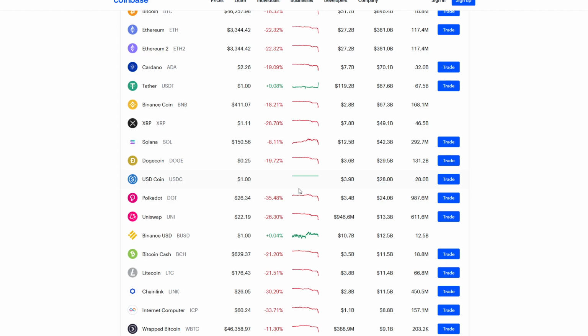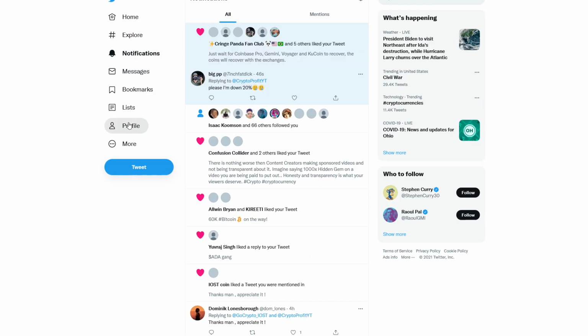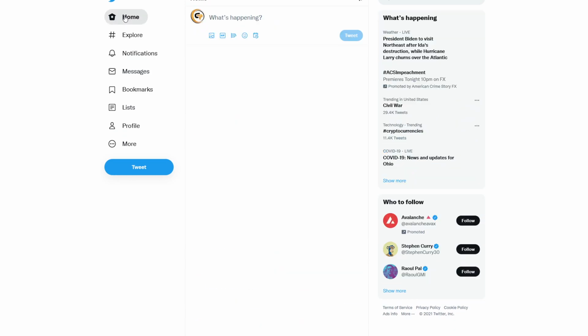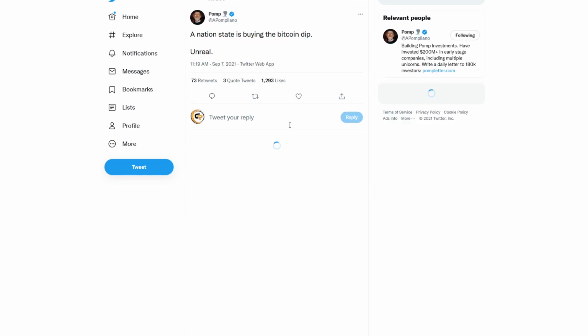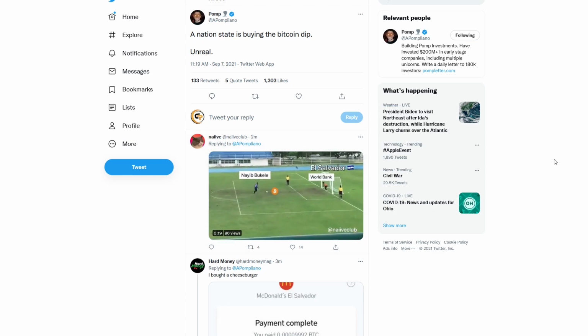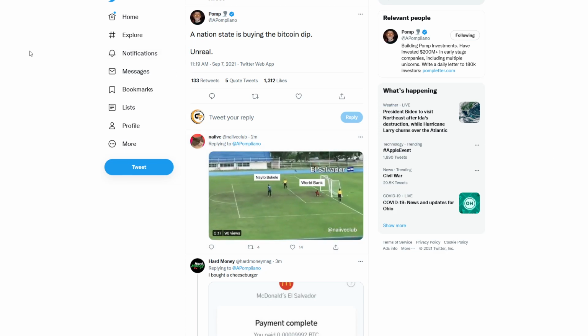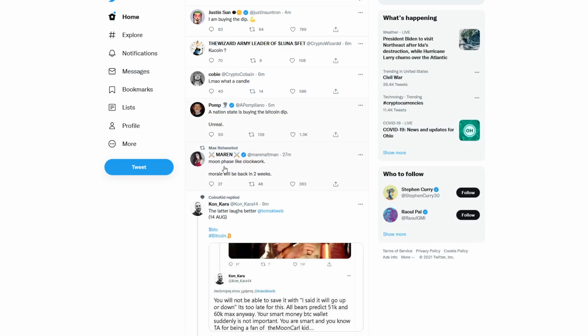I know a lot of people are very eager to jump in, and this could be your opportunity. If we look through some of these tweets on the homepage: a nation state is buying the Bitcoin dip, unreal. So this is what is being programmed right now. El Salvador is getting on board with a very good deal. A lot of people knew this kind of thing would happen. And moon phase like clockwork, morale will be back in two weeks, so we will have a lot of people excited.